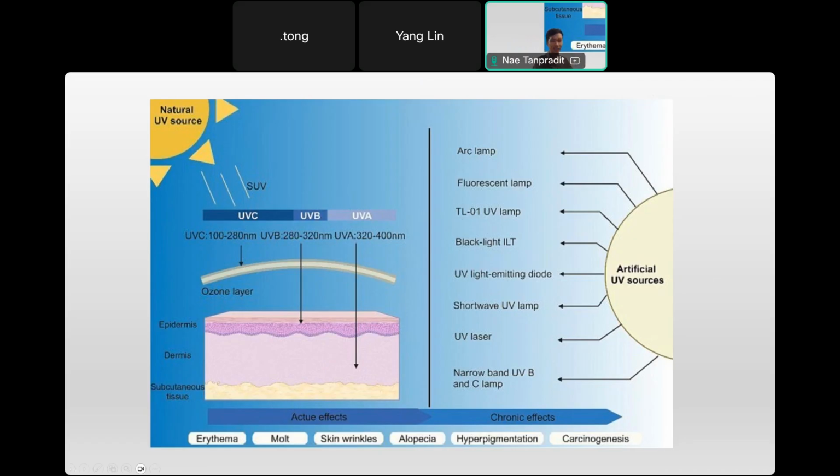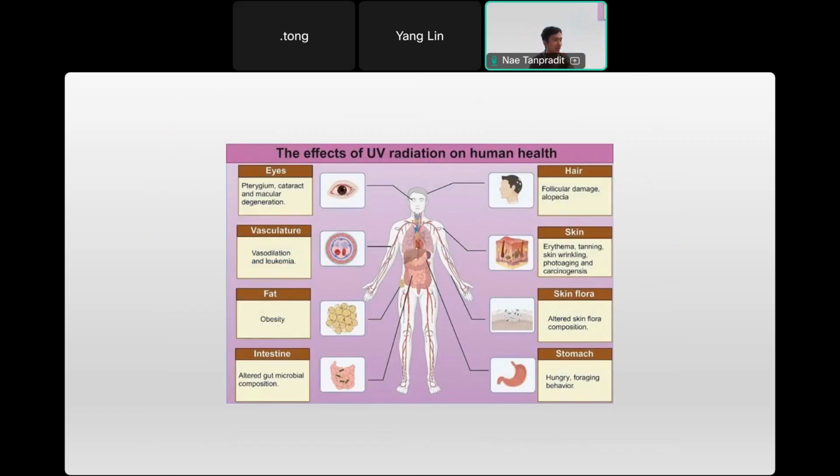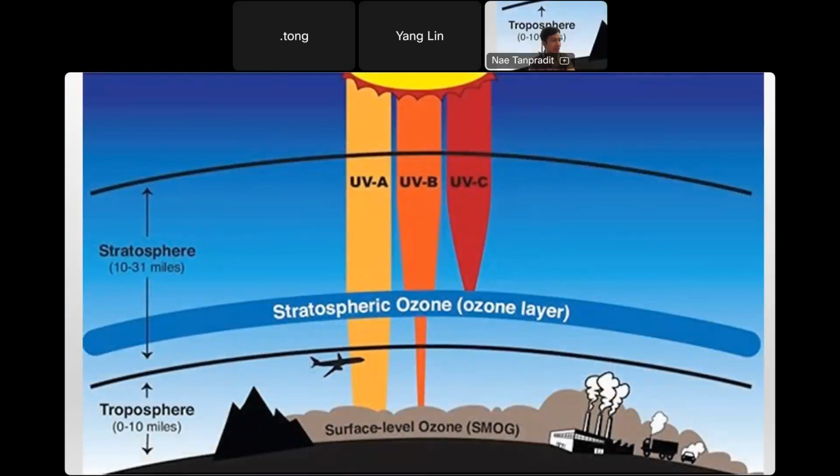You see on the bottom part of this picture, they have acute and chronic effects of UVC on us, like hyperpigmentation or carcinogenesis, which may cause cancer. This is the effect of the UV radiation. Yes, we need UV, but if it's too much, it will cause problems to many organ systems. After healing, your skin will look aged.